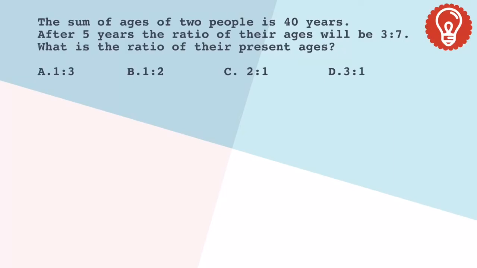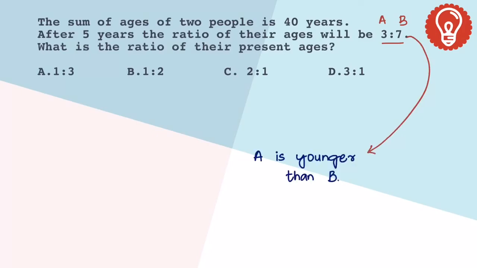Okay, so if you observe the ratio in the question, if the first person is A and the second person is B, with this we clearly understand that A is younger than B. With this information, we can eliminate both option C and D because in both the choices A is elder than B. Now in the question, the sum 40 given to us is about their percentages, and the ratio that is being asked is also about the percentages.